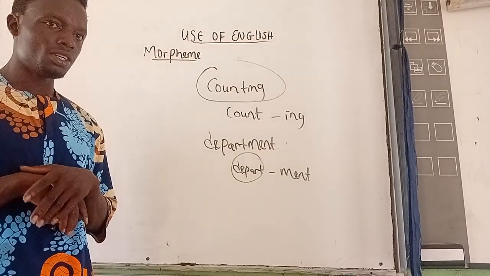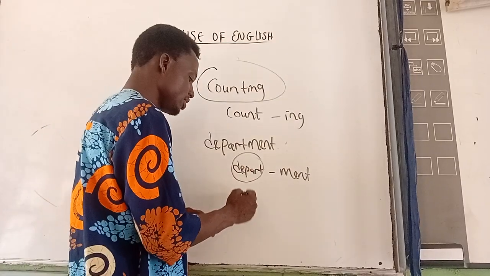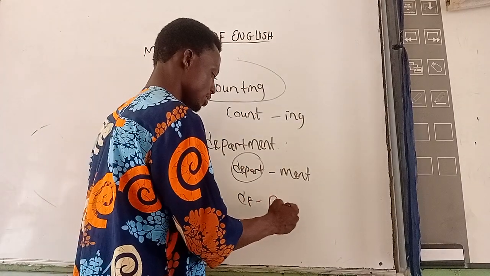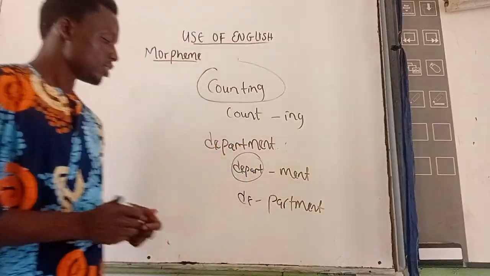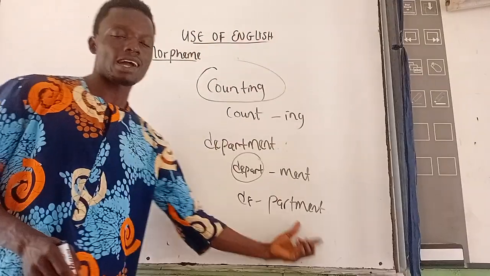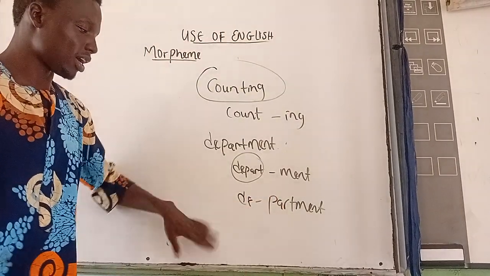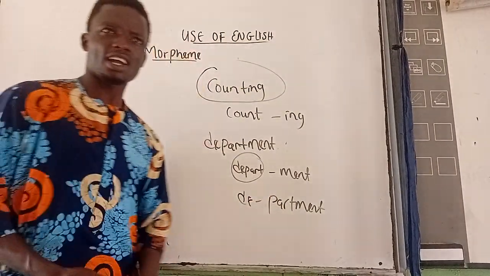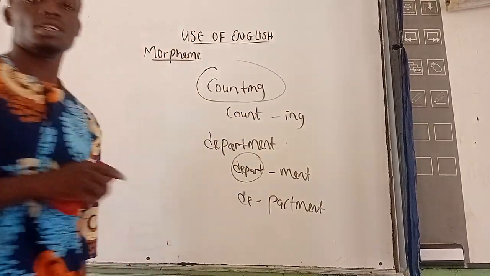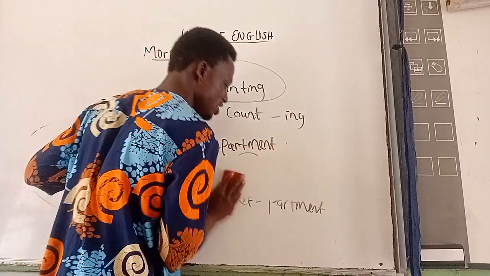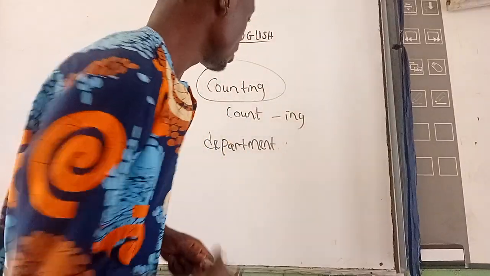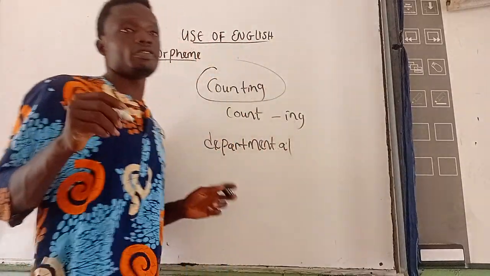Do we get that? Also, if you remove D and you remain with partment, is there any word like partment in English? I don't think so. So since there is no word like partment, you cannot separate D. Do we get the clue of what I'm trying to explain? So this is just department, a single morpheme. If you have AL, that's two morphemes.